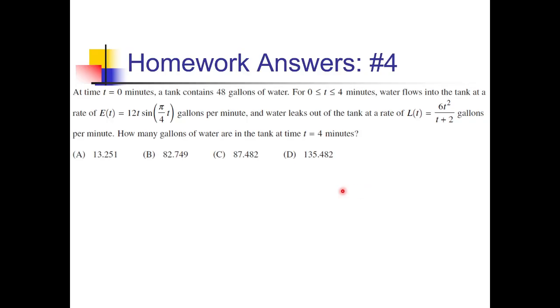Okay, so to get this, I need to take the initial quantity that was in there, 48, and I need to add to that the total change in water from 0 to 4 minutes. Now to get the total change in water, I need to take the integral from 0 to 4 of a function that gives me the overall rate of change of the water. To get the overall rate of change of the water, I just need to do the rate going in minus the rate going out. So then we're going to have integral from 0 to 4 of E of t minus L of t, rate in minus rate out. And then this is just going to be plugging it in the calculator.